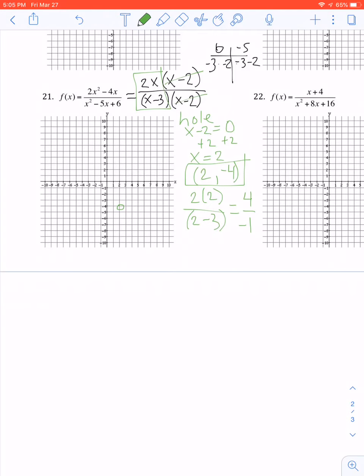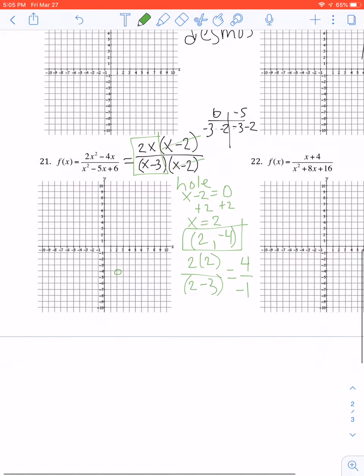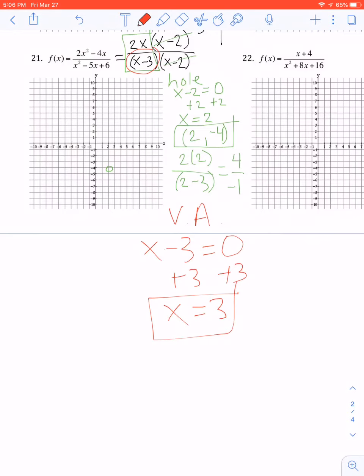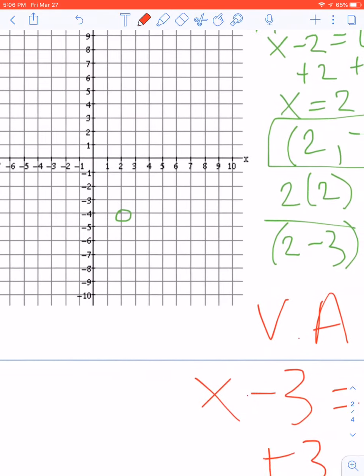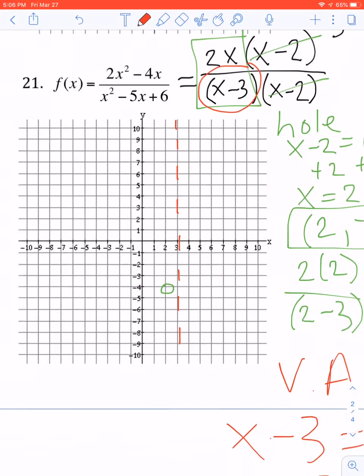Okay? And then let's do our vertical asymptote. Vertical asymptote is whatever is left. What color did I do vertical asymptote up here? Red. So vertical asymptote is whatever's left on the bottom. We set that equal to 0. Whatever's left on the bottom is just this x minus 3, so we're going to set that equal to 0. x minus 3 equals 0. We're going to add 3. x equals 3. Okay, and it's vertical, so it's up and down. So I'm going to zoom in and draw my dotted line on x equals 3. Okay, you guys should do that too.